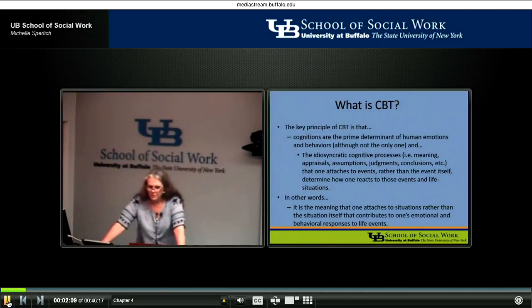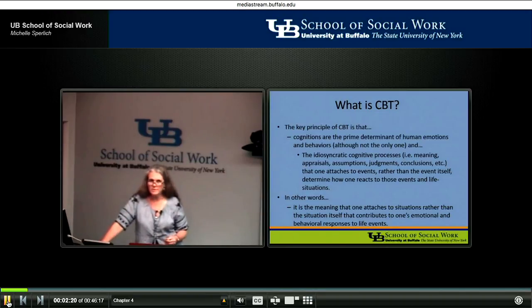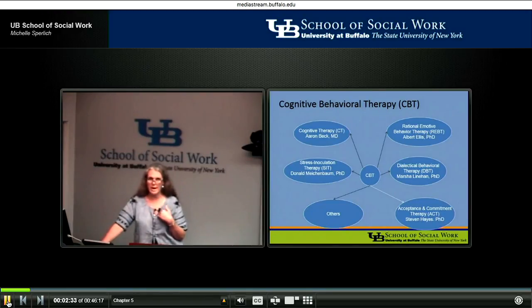A key principle of CBT is that cognitions are the prime determinant of our human emotions and behaviors, although not the only one. And that these idiosyncratic processes, meaning appraisals, assumptions, judgments, conclusions, etc., that attach themselves to events, rather than the event itself, determine how we react to those events and life situations. In other words, it's the meaning that we attach to these situations rather than the situation itself that contributes to one's emotional and behavioral responses to life's events.